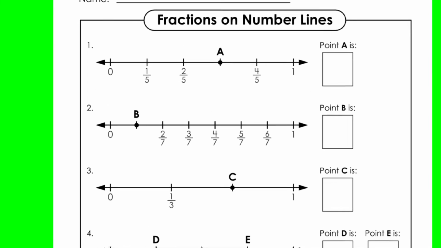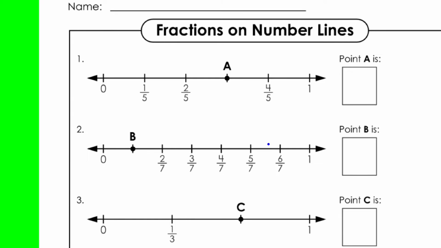So this first number line that we look at in letter A is divided into 1, 2, 3, 4, 5 parts from 0 to 1 whole. So that means the missing fraction is 1/5, 2/5, 3/5. So the missing fraction of point A is 3/5. 3 out of 5.